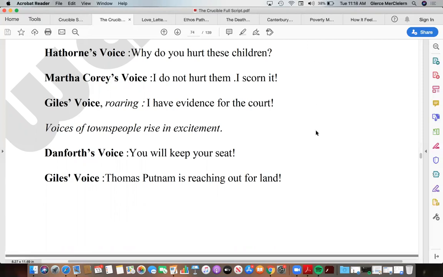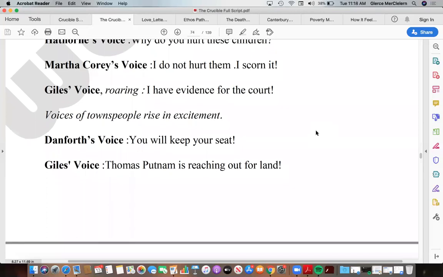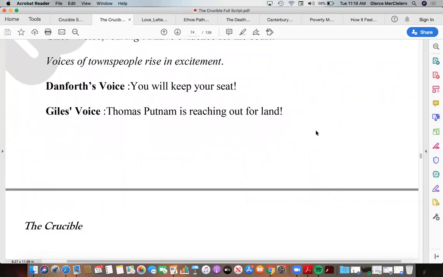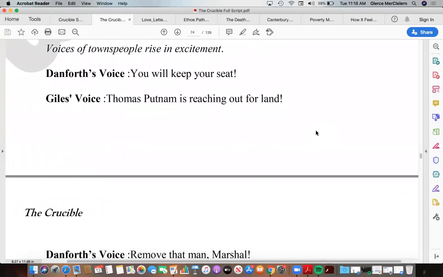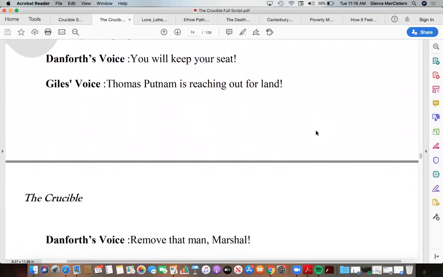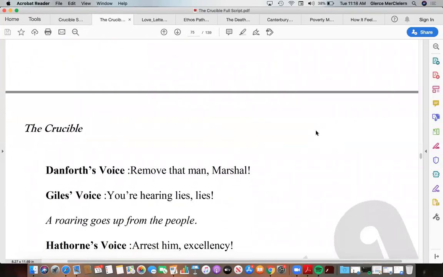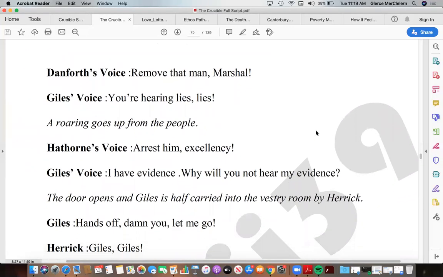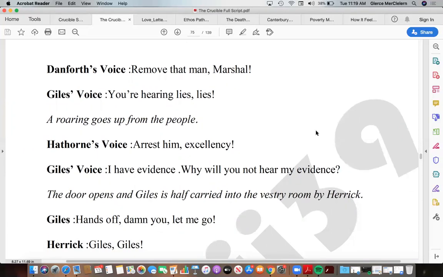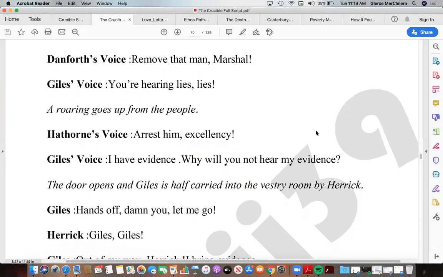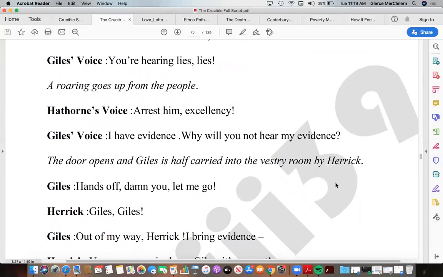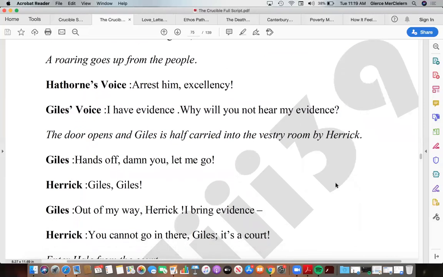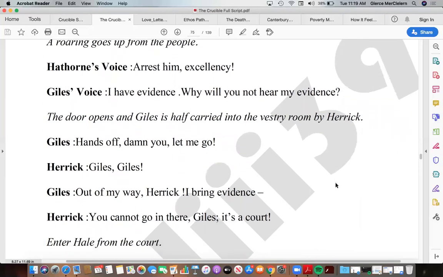We're at the bottom of page 74. You will keep your seat. Okay, now you can go. Okay, Thomas Putnam is reaching out for Lion. Remove that man, Marshal. You're hearing lies. Lies. Arrest him. Excellency, I have evidence. Why will you not hear my evidence? Hands up, damn you. Let me go.